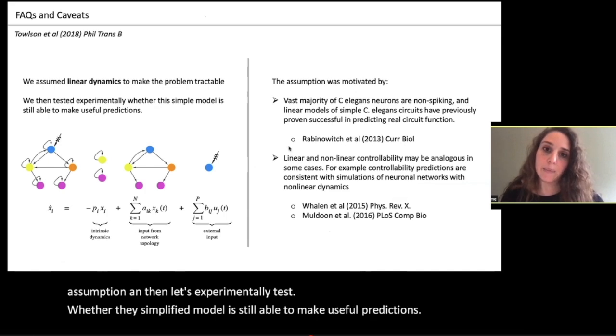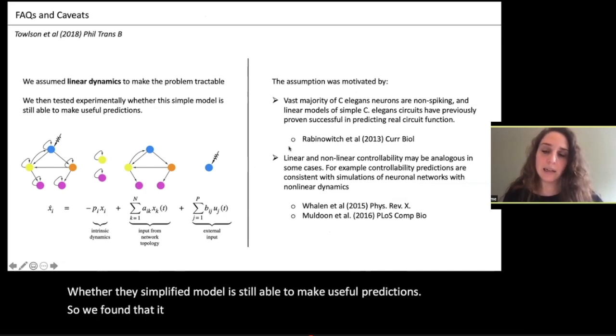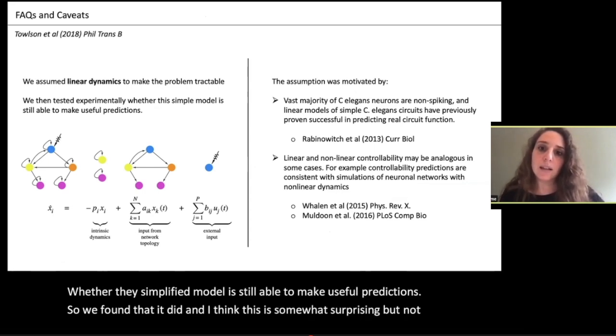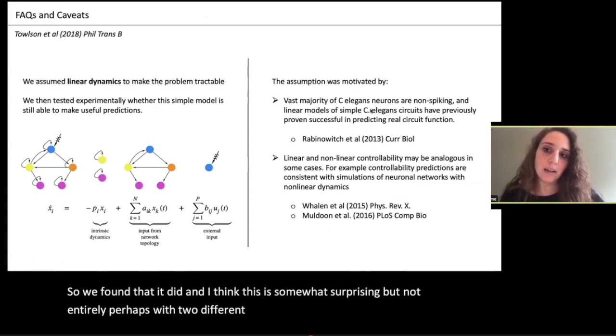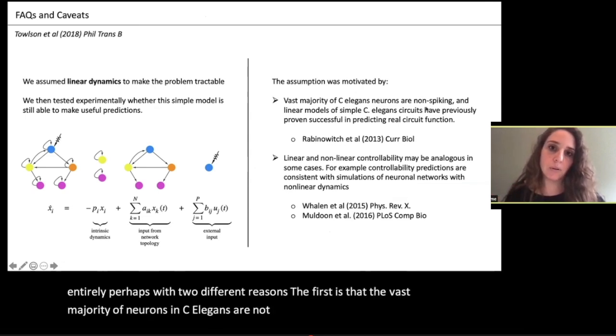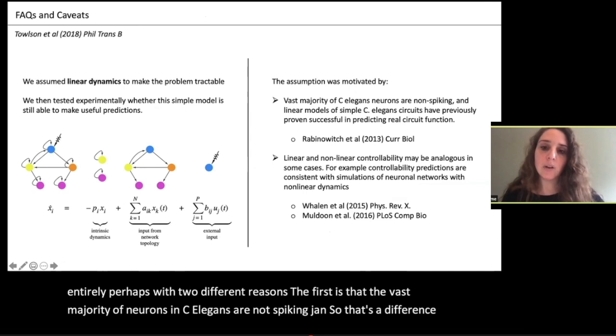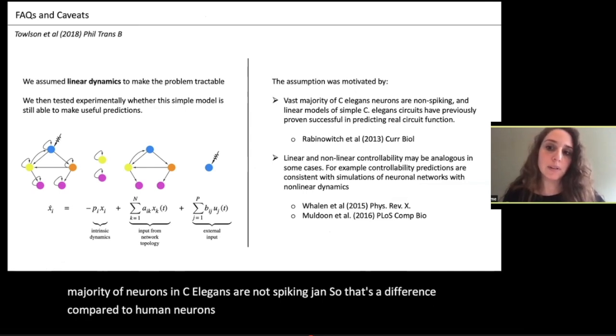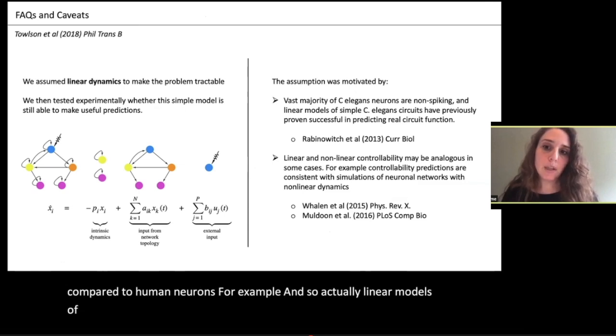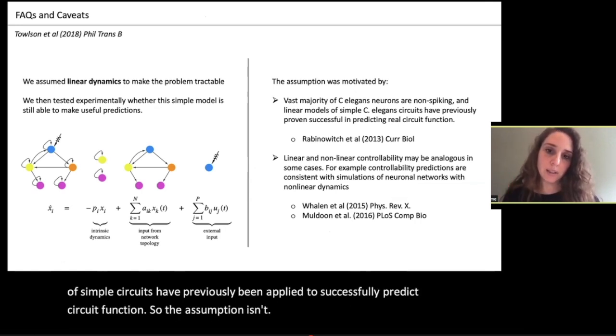And I think this is somewhat surprising, but not entirely, perhaps for two different reasons. The first is that the vast majority of neurons in C. elegans are not spiking neurons. So that's a difference compared to human neurons, for example. And so actually linear models of simple C. elegans circuits have previously been applied to successfully predict circuit functions. So the assumption isn't really that novel or maybe that shocking in the context of C. elegans.